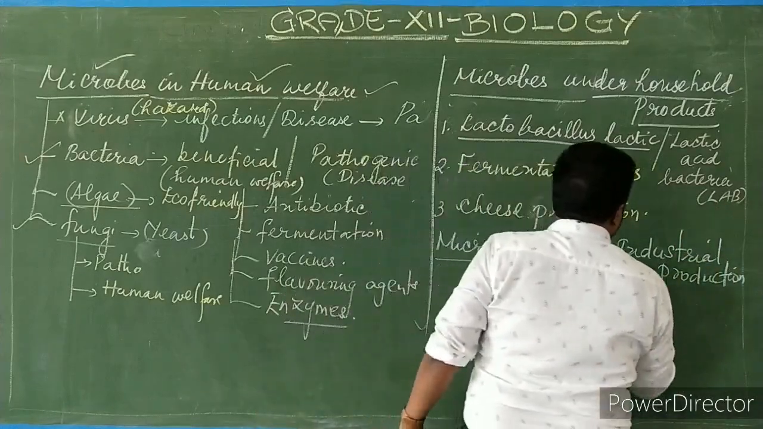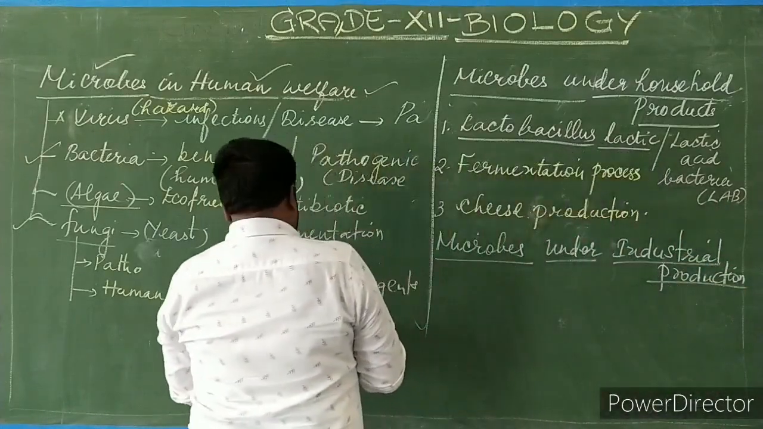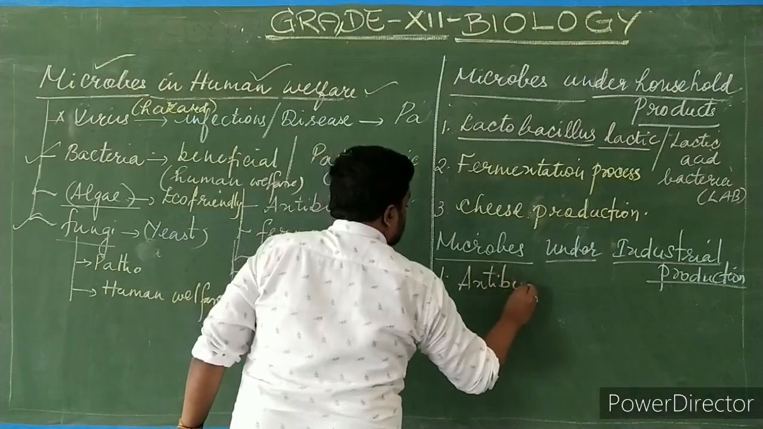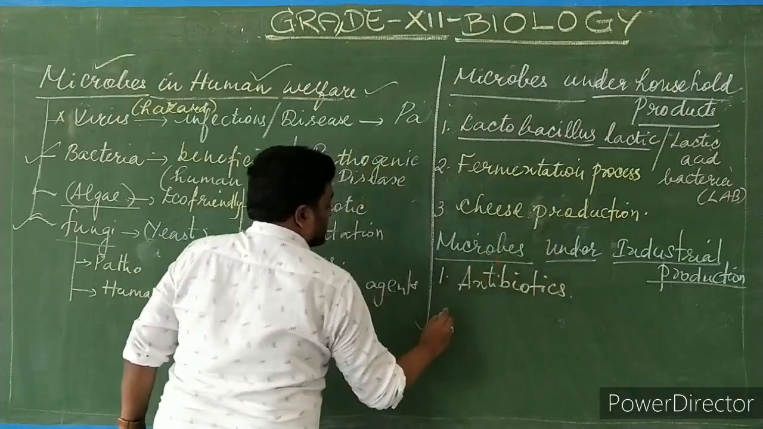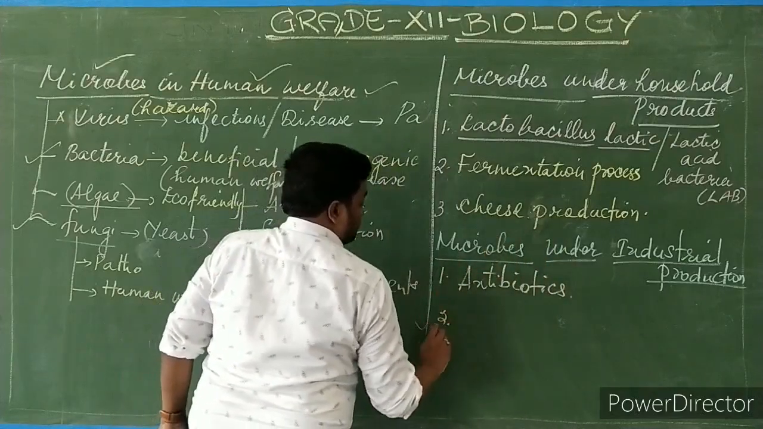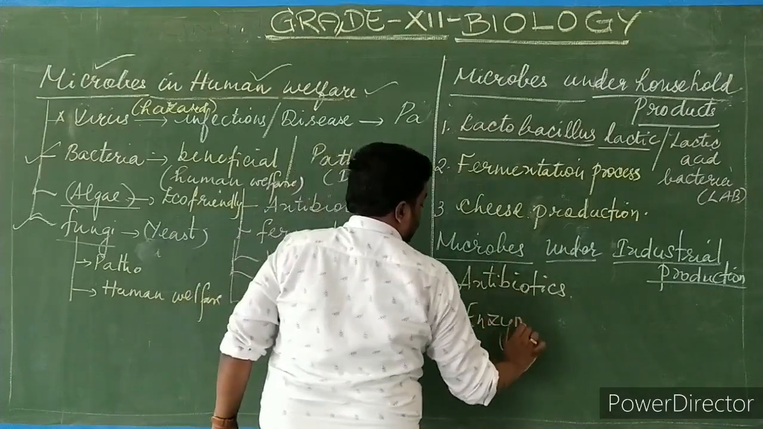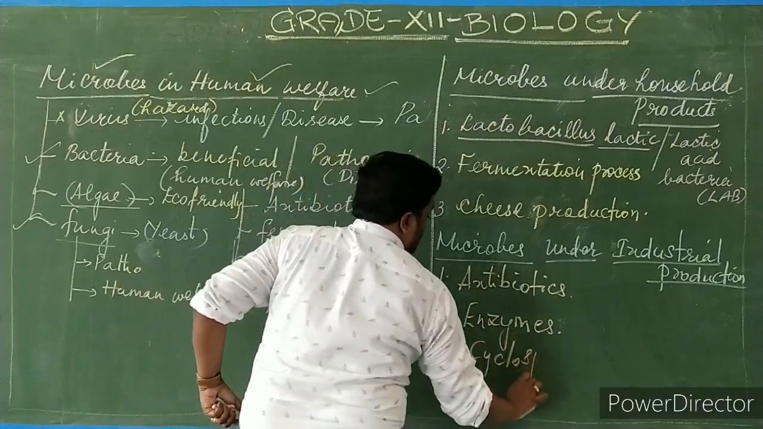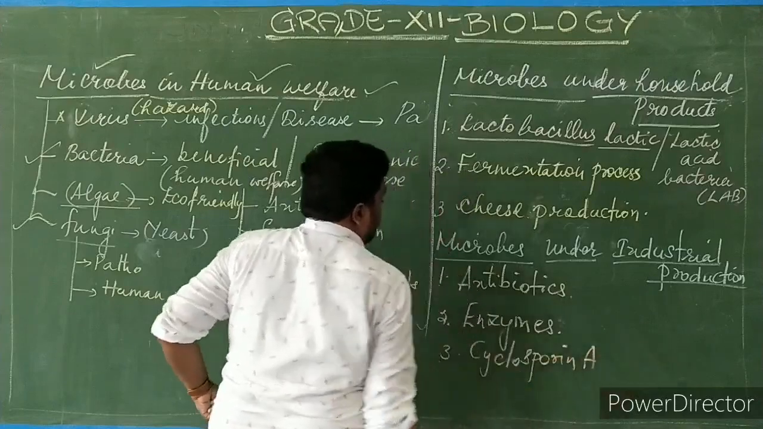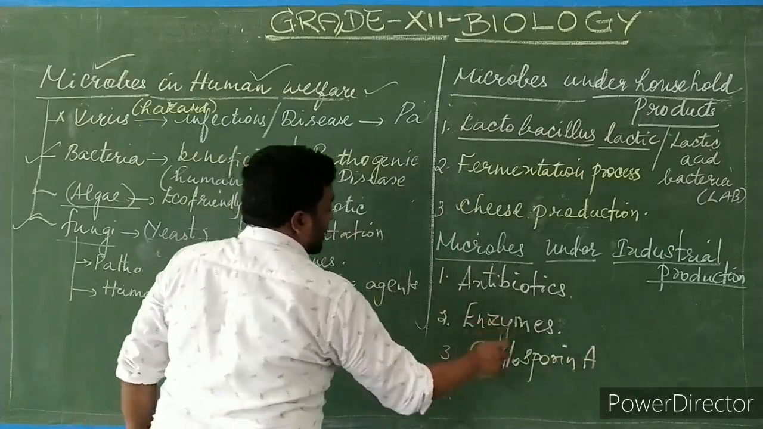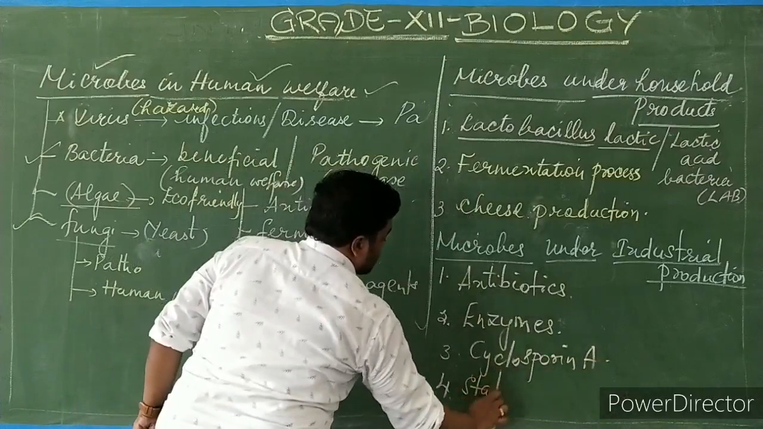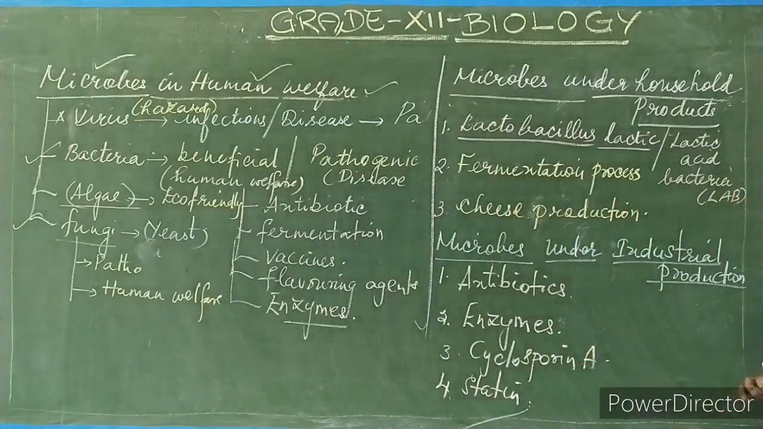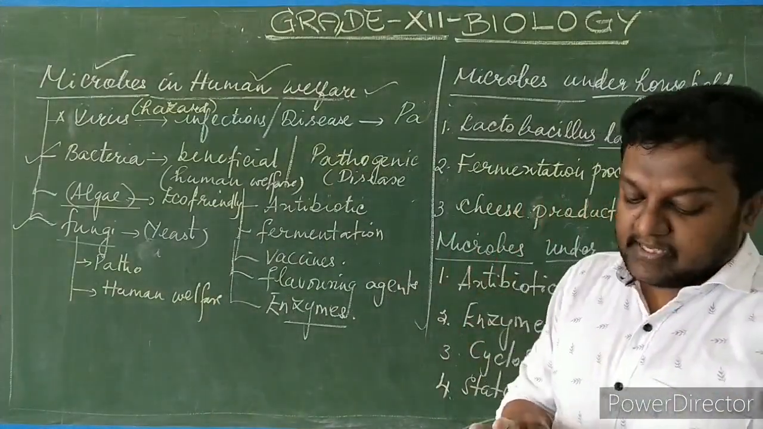Microbes under industrial production. First one is about antibiotics. Second one is enzymes. Then the third one is cyclosporin A. Then the fourth one is production of statins. Very important, complex metabolism. Cyclosporin A, enzymes and antibiotics. So we are going to see only these topics today.